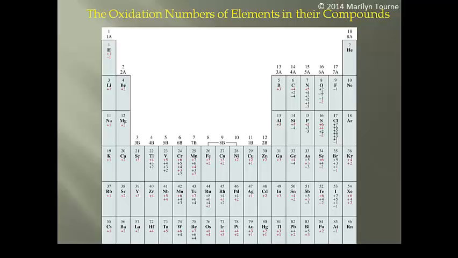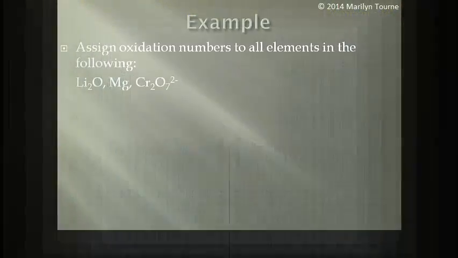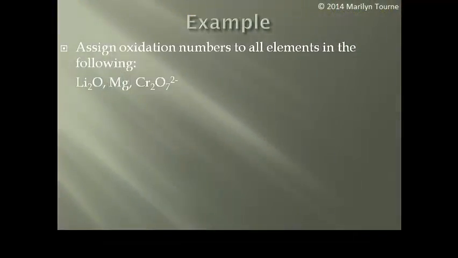What I suggest you do is not memorize this, but realize how to get these numbers, and all we have to do is set everything up like a math problem to get the oxidation numbers of these elements. Let's do this example so you can get accustomed to how these problems work. Assign oxidation numbers to all elements in the following. The first one is lithium oxide.